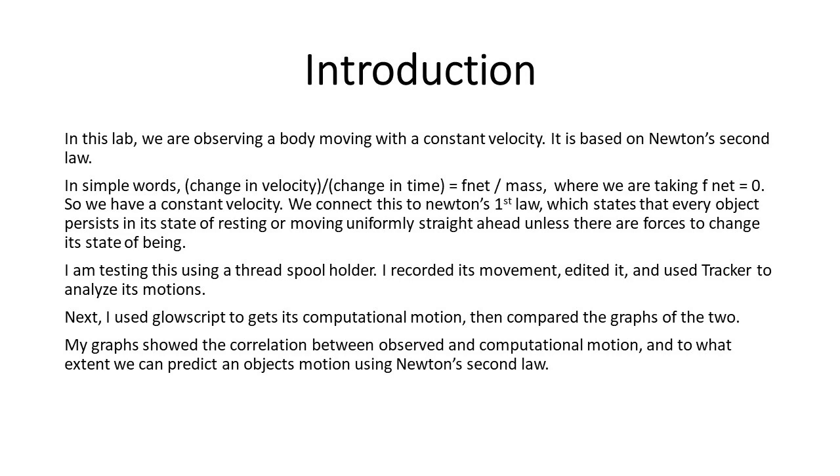I am testing this using an object, a thread spool holder. I recorded its movement, edited it, and used Tracker to analyze its motions. Next, I used GlowScript to get its computational motion. Then I compared the graphs of these two. My graphs showed me the correlation between the observed and the computational motion, and to what extent we can predict an object's motion using Newton's second law.